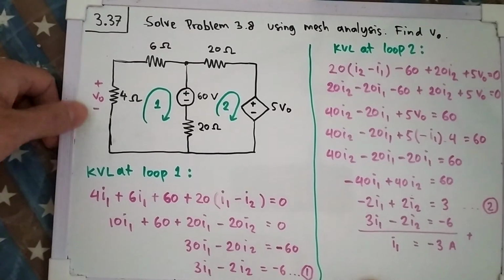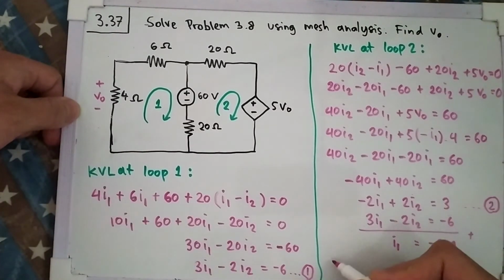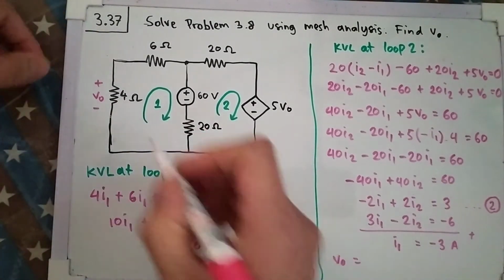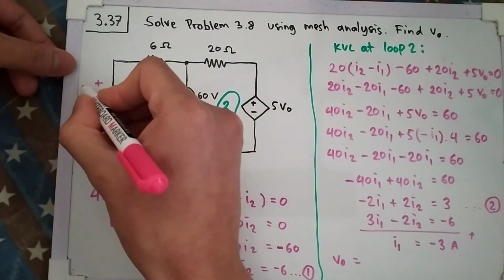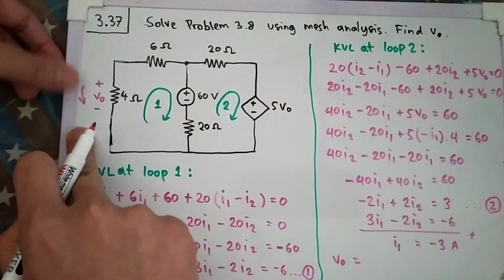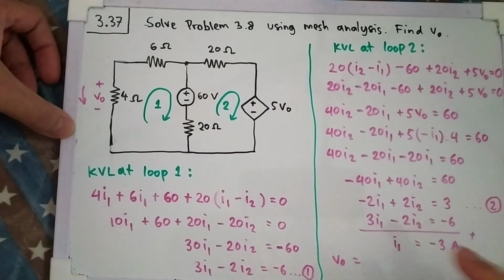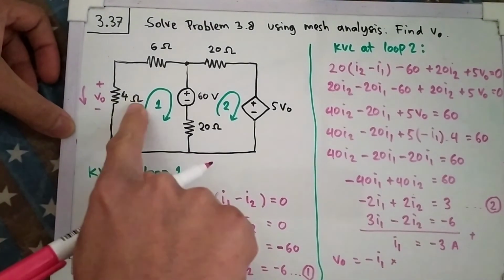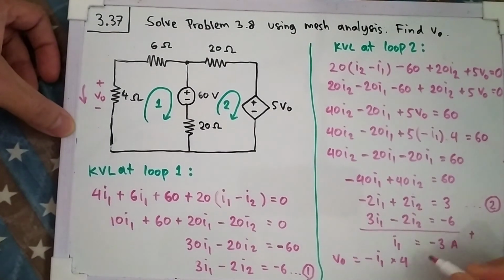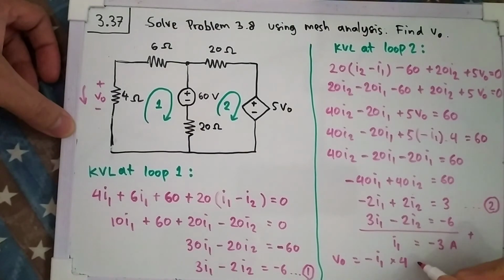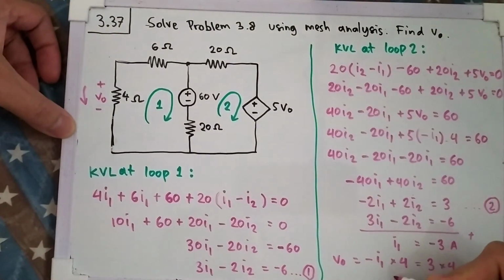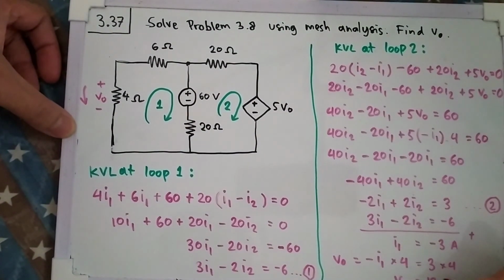And now we need to solve for V0. V0 is this voltage, and the plus sign is here, so the current should be from positive to negative, so it is the opposite of I1, so it is minus I1 times this resistance of 4. Minus I1 is 3, and multiplied by 4, so V0 is 12 volt. This is the final answer.